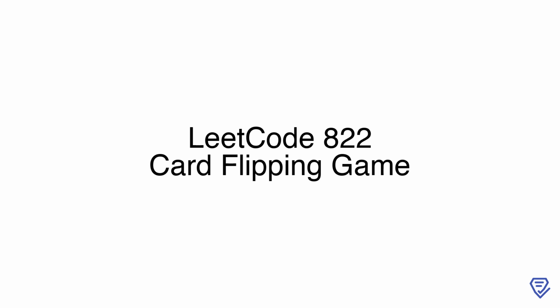Today, we'll be tackling LeetCode problem number 822, Card Flipping Game. This problem challenges us to identify the smallest number that can appear on either side of a card, provided it meets specific conditions. We'll explore how to approach this problem step by step and break down the logic to find an efficient solution. Let's get started.